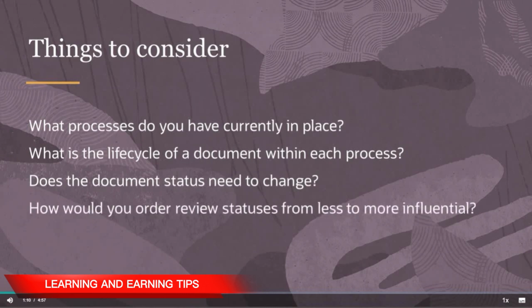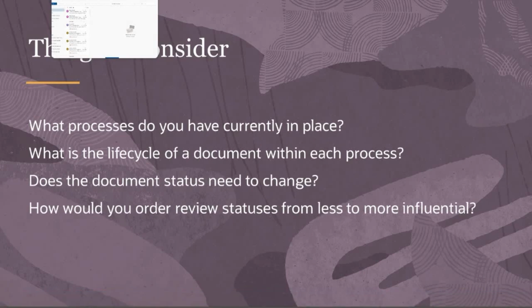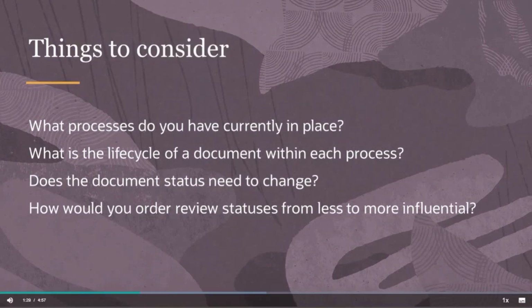Then lastly, how would you order review statuses from less to more influential? That affects how the workflow scenarios are triggered on rejection. We recommend adding review statuses to your process maps. This helps to visualize and define how statuses should be grouped into sets. Once you've thought these things through, you're ready to move on.